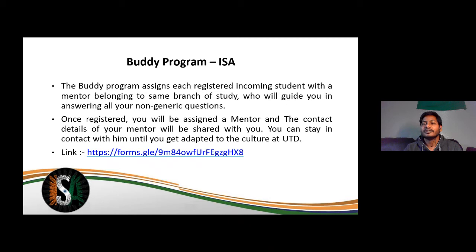WADI program. So this is how ISA helps incoming students after they come here. The WADI program assigns each registered incoming student a mentor belonging to the same branch of study who will guide you in answering all your non-generic questions. Once registered, you will be assigned a mentor and the contact details of your mentor will be shared with you. You can stay in contact with him until you adapt to the culture at UTD.